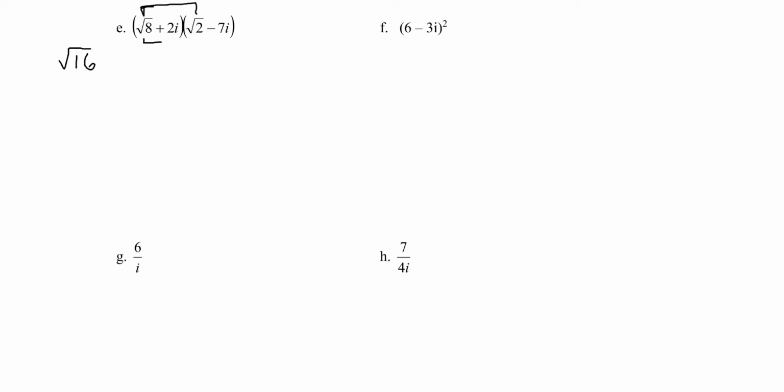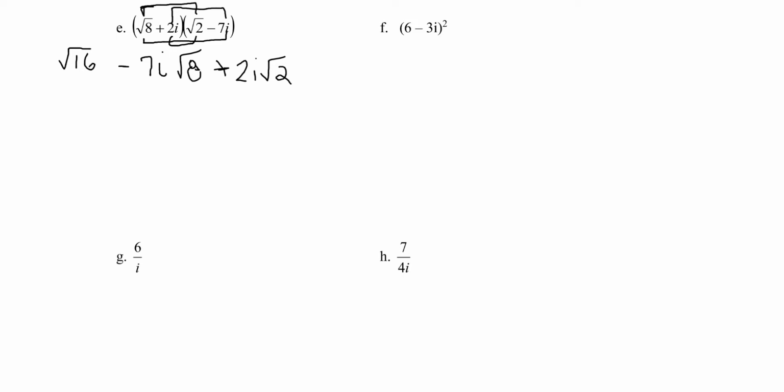Then I'm going to do the square root of 8 times negative 7i. So it will give me negative 7i square root 8. You want to put the radical second. When we do our inner terms, I'll do 2i times the square root of 2. So it will give me a positive 2i square root 2.